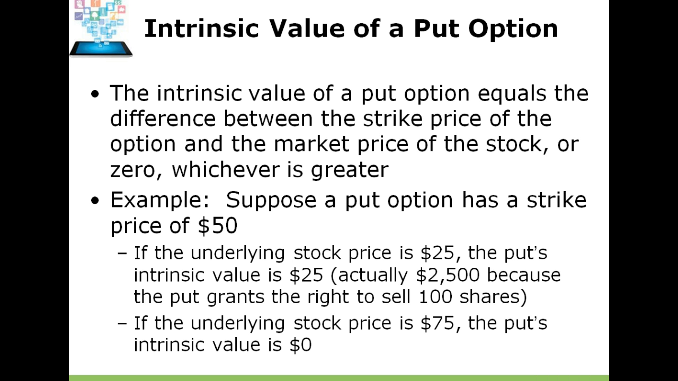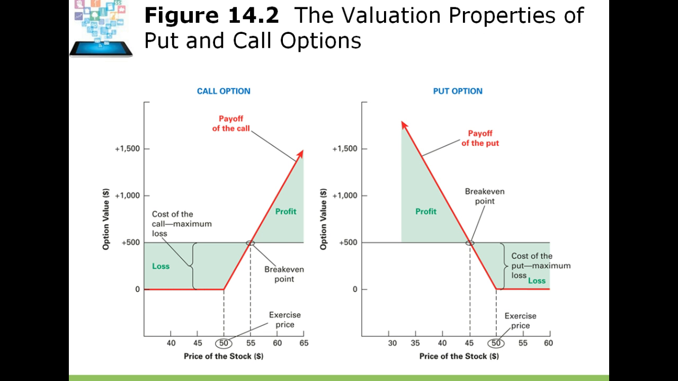There's no value in selling it at 25 and having to repurchase it at 75. So zero intrinsic value there. Here's a graphic chart of what I've been talking about. This is the price of the stock, and here the strike price, or the exercise price, is at 50.